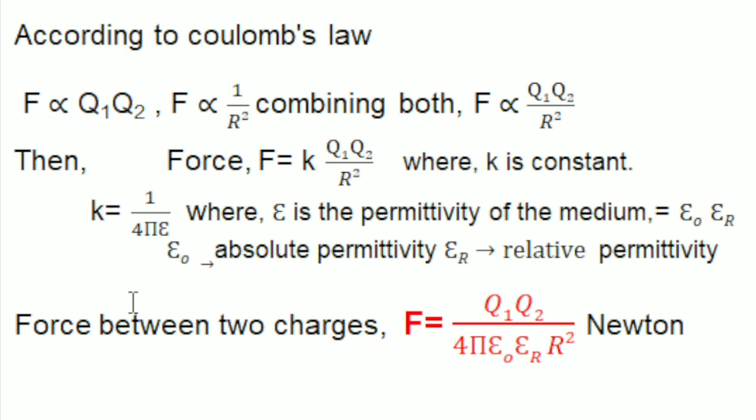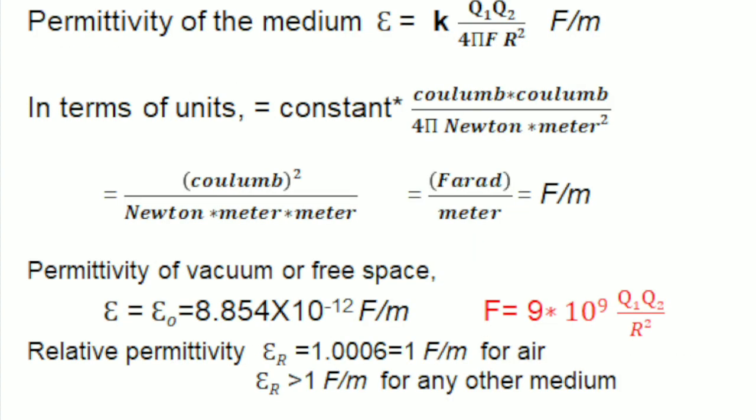Again, this epsilon is divided into epsilon naught as well as epsilon r. Epsilon naught is the absolute permittivity and epsilon r is the relative permittivity. Force between the two charges is given by F equals Q1 Q2 divided by 4 pi epsilon naught epsilon r R square. The unit for force is newtons. Permittivity of the medium is epsilon, and the formula is K multiplied by Q1 Q2 divided by 4 pi F R square.